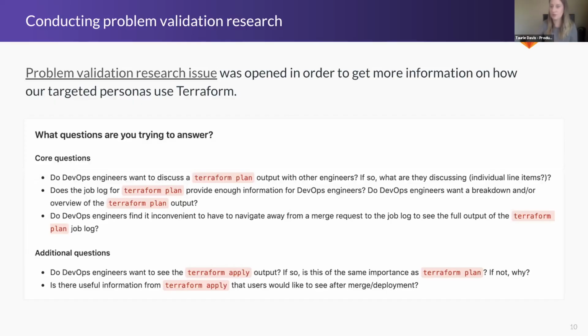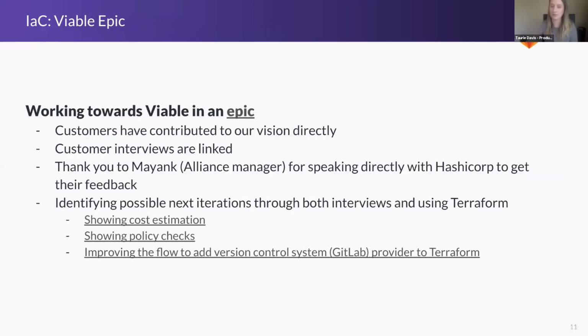We've also opened a problem validation research issue in order to get a broader understanding of how users are using or may want to utilize Terraform in their own workflow, and how we can integrate and support that within GitLab. So we've identified a number of core questions and additional questions that will then turn into a survey to send out to users. And we want to make our infrastructure as code offering viable.